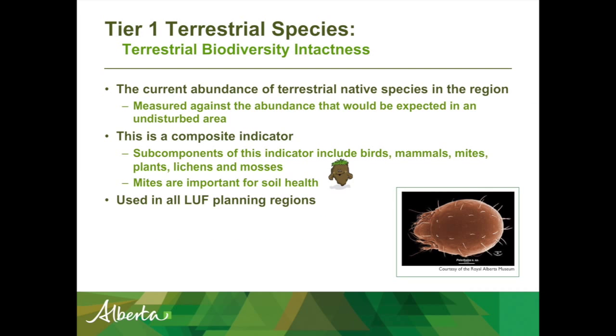We have terrestrial biodiversity intactness, and intactness is an index that's developed by ABMI. It essentially compares the current abundance of the terrestrial native species in the region against what would be expected under undisturbed conditions. This is a composite indicator, and we have 6 taxa that compose the larger index. So we have mammals, birds, plants, lichens, mosses, and soil mites. Of course, mites are important for soil health.